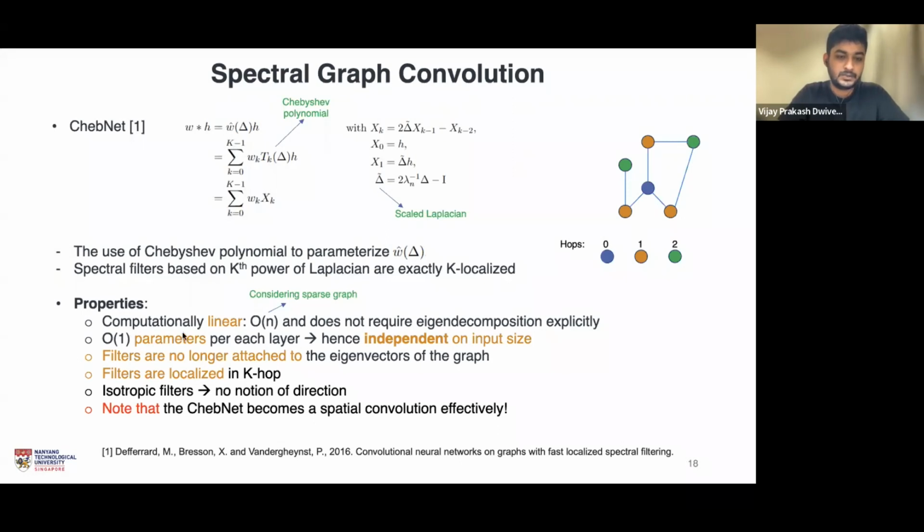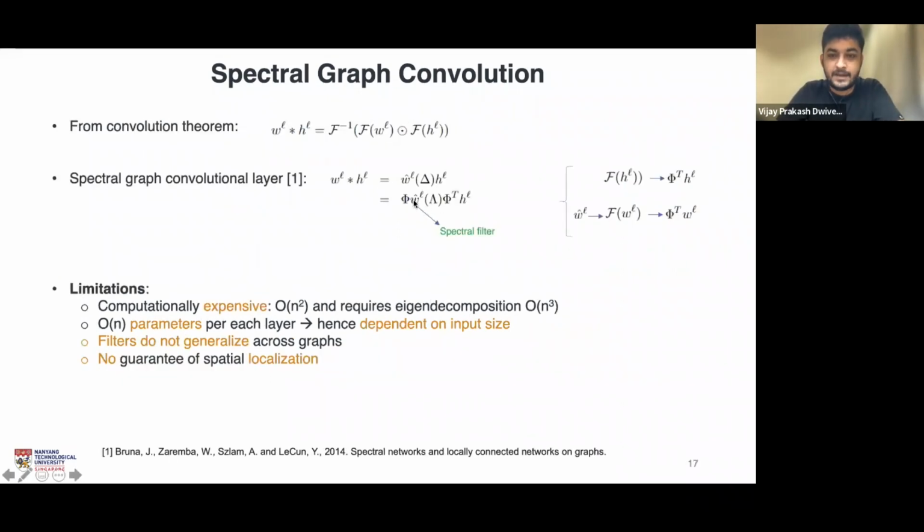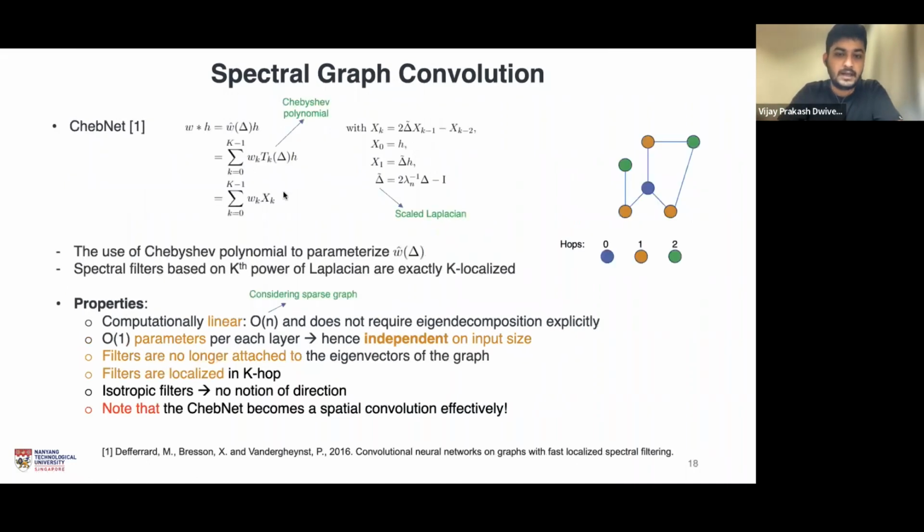So the first is, it is computationally linear because it doesn't have any eigen decomposition explicitly. So if you see this step, the filter was dependent on the n number of eigenvalues. Because we don't have this step and we no longer require eigen decomposition, we can simply perform convolution using this part, which was parameterized using the Chebyshev polynomial. So we get rid of the dependency on the input size, and we have a filter which has a constant number of parameters per each layer. So hence we have this very interesting property, which is similar to the convolution for images. It becomes computationally linear, and we don't require eigen decomposition.